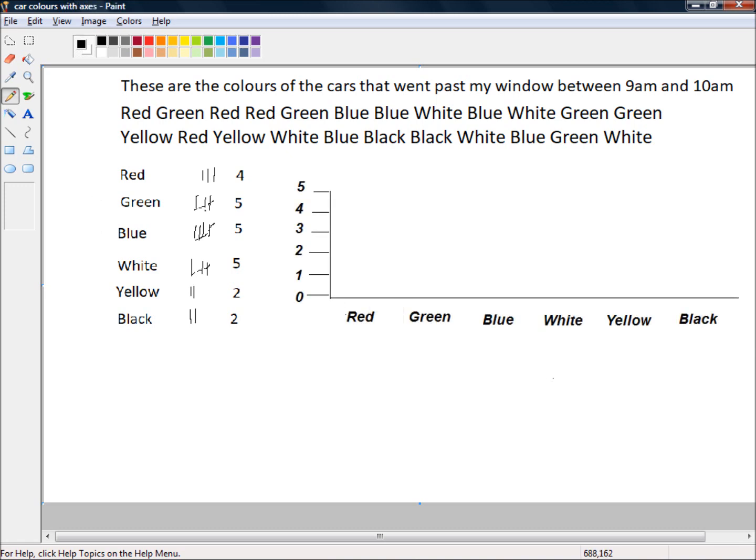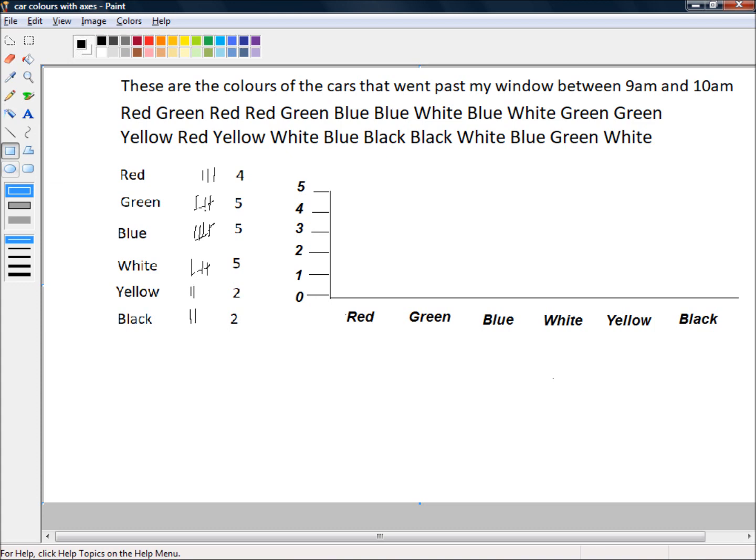So then I'll have something looking vaguely like this. Obviously I'm cheating, I did this beforehand. I don't want to subject you to watching me do all the laborious bits. I'm just giving you the important stuff. So now I want to draw in my bars.